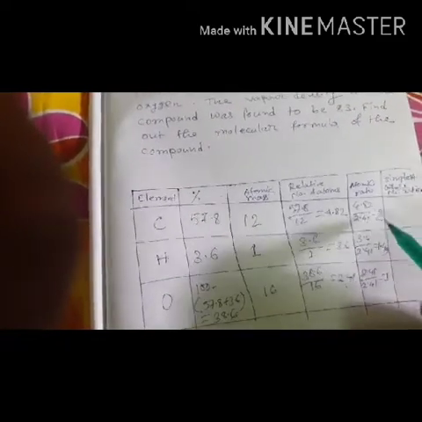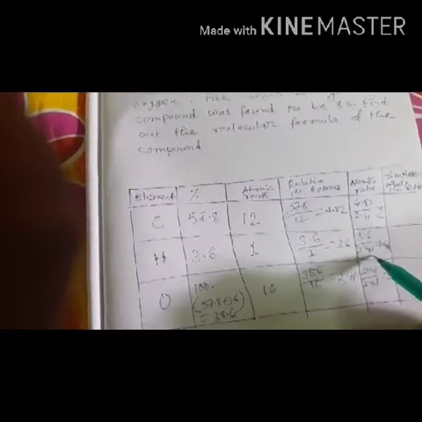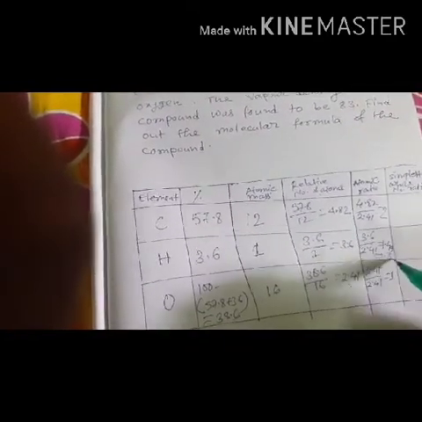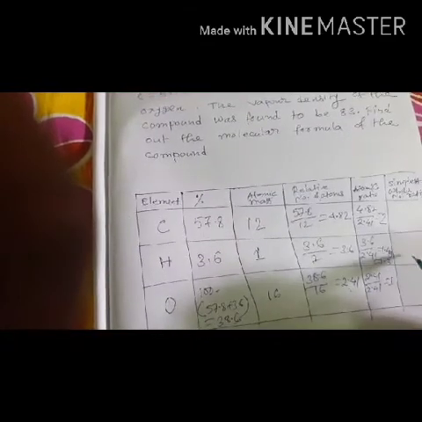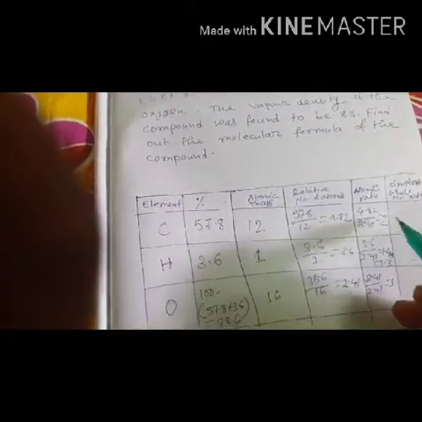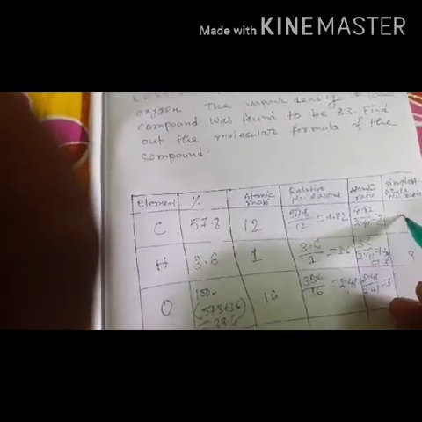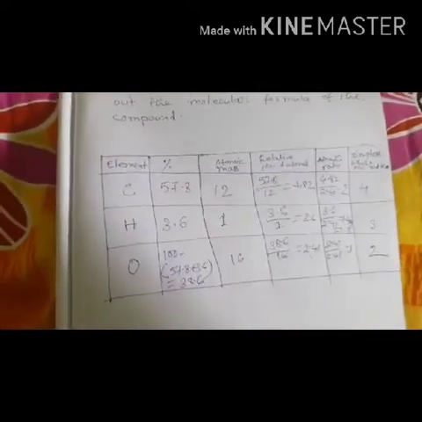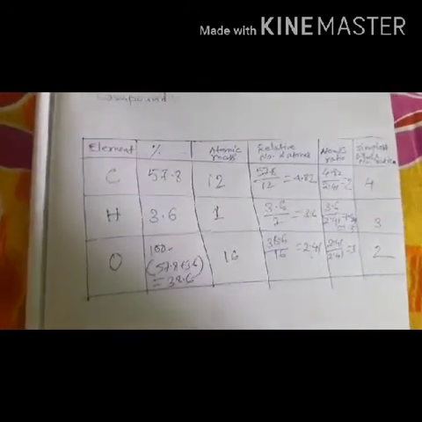Now again we have to convert into the simplest whole number ratio. So 1.49, approximately what can we write? 1.5. Now if we multiply by 2, then you will get 3, and obviously this is a ratio, so here also we have to multiply by 2, so it will be 4. Now 2, the simplest whole number ratio we have got is 4 is to 3 is to 2.